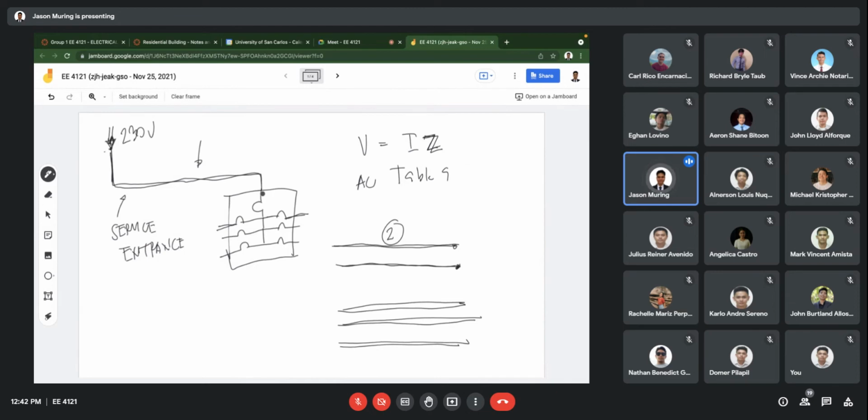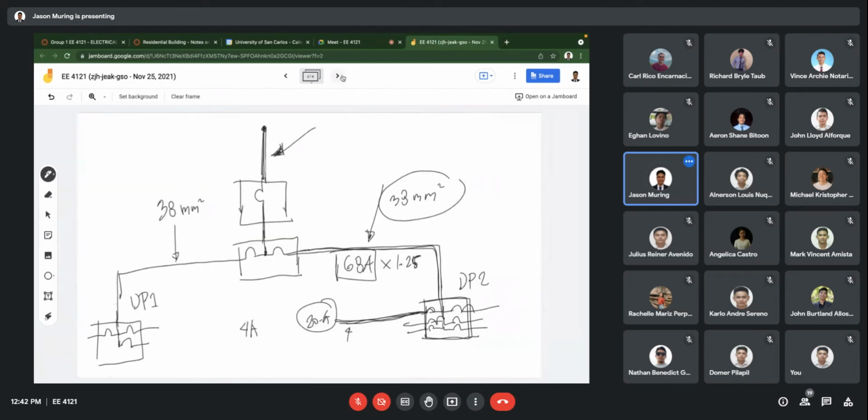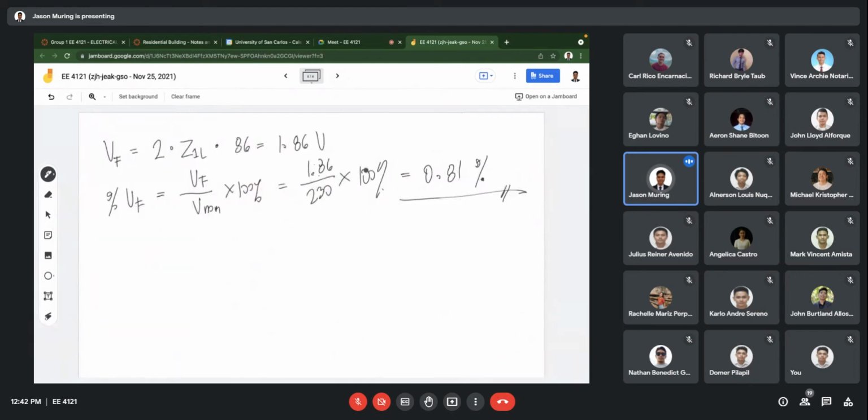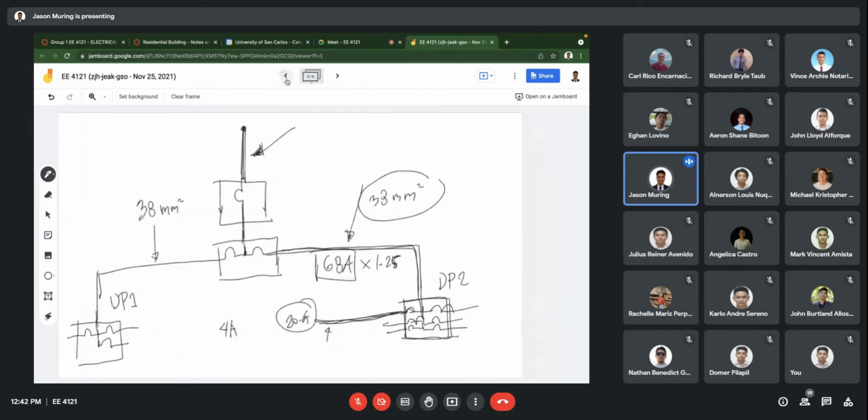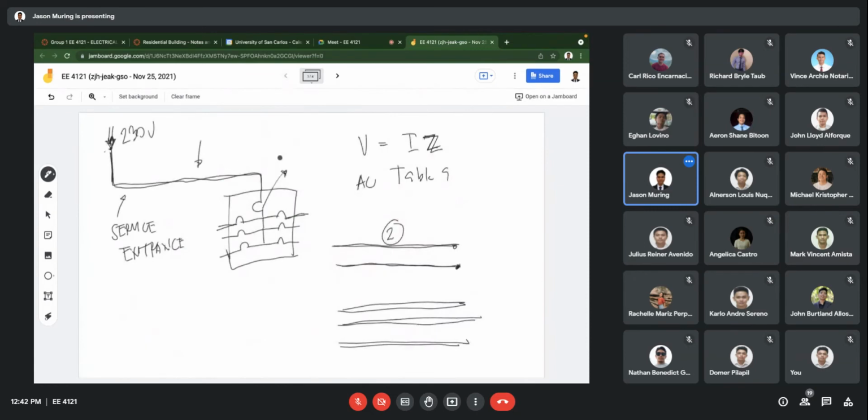Then pag-abot niya dire sa atong panel board, the voltage is now this value. So ilan to siya? 230 minus 1.86. Okay, so it became 228.14. So that is the voltage here.